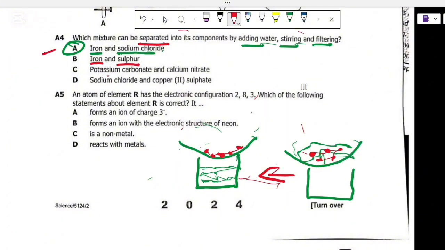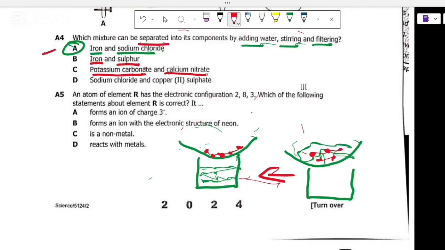Now we'll look at this, because potassium carbonate and calcium nitrate are salts. We'll look at some parts of the acid, bases, and salts. All carbonates, especially potassium carbonate, are actually soluble in water. Potassium carbonate can dissolve, and calcium nitrate also can dissolve, because all salts that are nitrates are soluble. So imagine you add water, you stir, it means that both of these are going to dissolve.